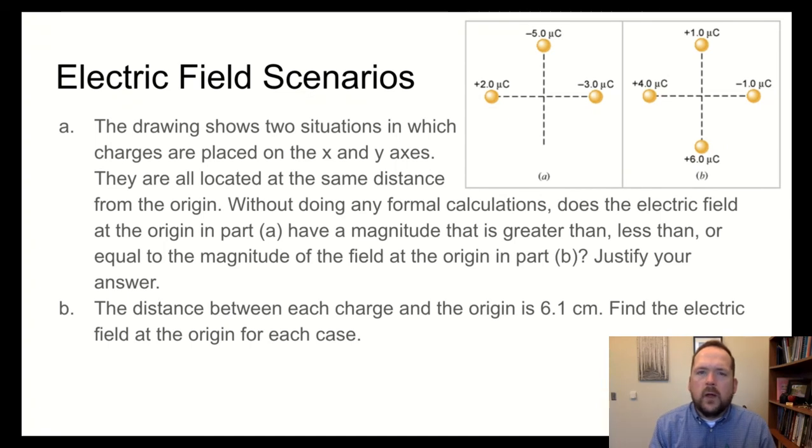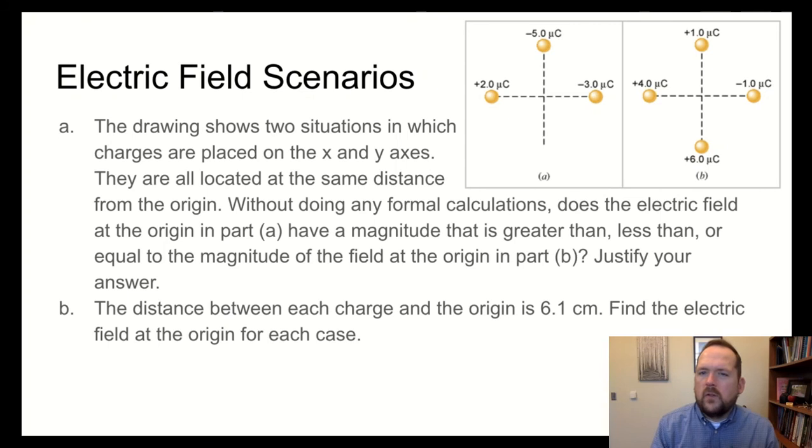Without doing any formal calculations, does the electric field at the origin in part A have a magnitude that is greater than, less than, or equal to the magnitude of the field at the origin in part B? And justify your answer. And then it gives us the distance between each charge and the origin and asks us to find the electric field in each case.